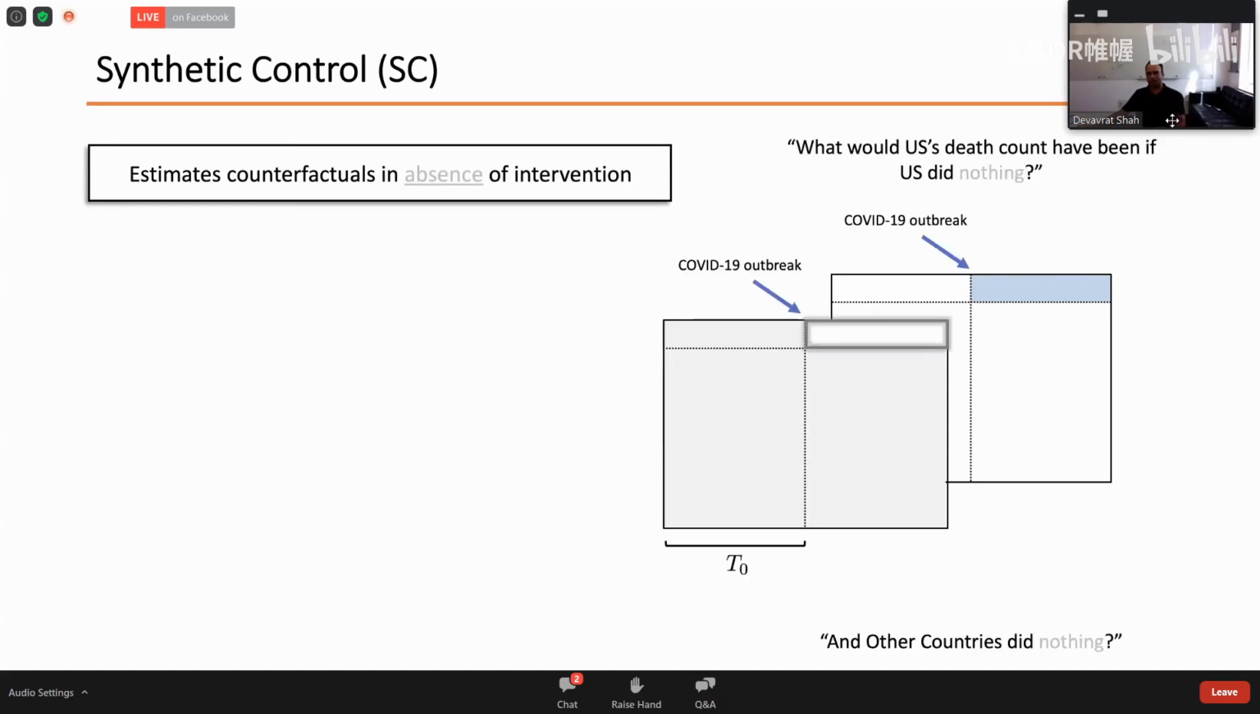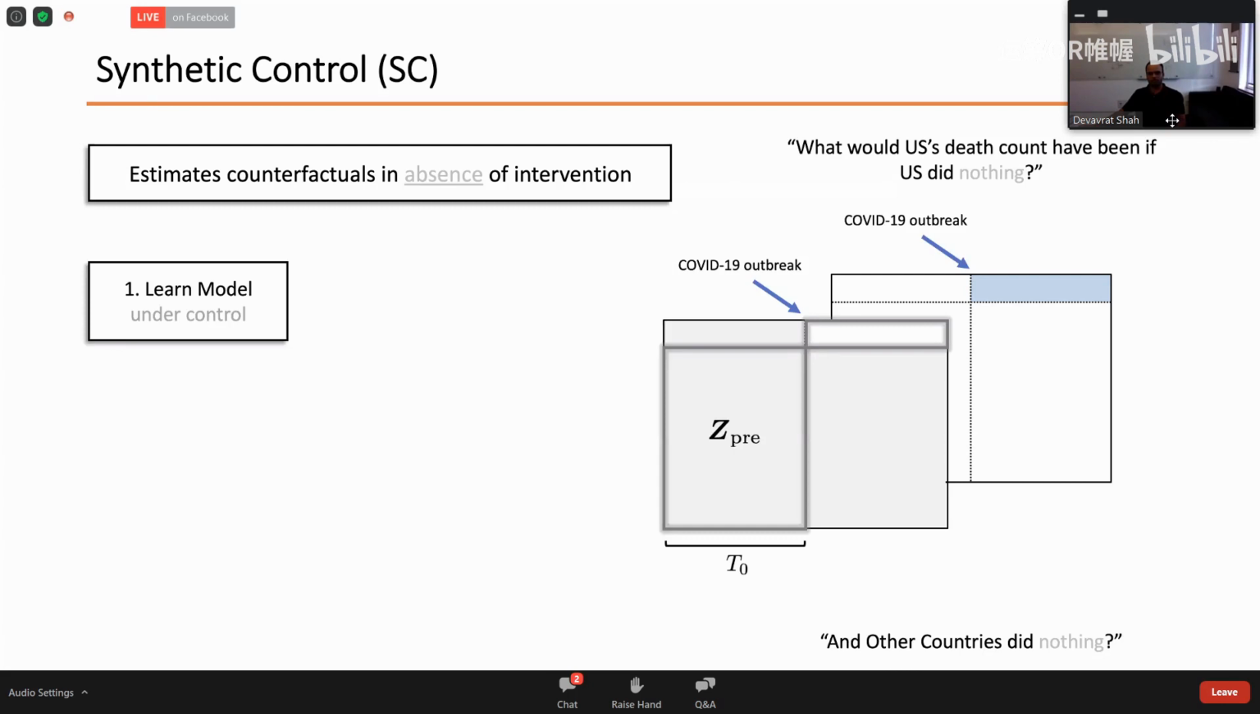So going back to our setting, let's imagine that we want to understand what would happen to the United States if it did nothing, not even low mobility restrictions, no restriction. And let's assume that there are other countries out there in the world which also did nothing after day zero. Then what we can do is try to learn a relationship between outcomes of United States.